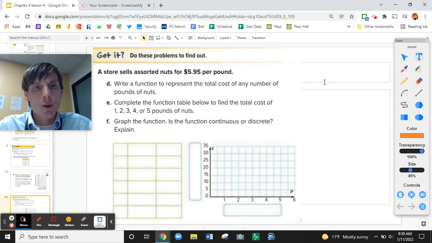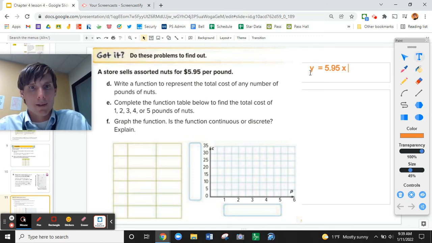Okay. So we're going to write a function here. We'll use y equals, and what do we have here? We say 5.95 per pound. So we'll say 5.95x. Makes sense? 5.95 per pound. So write a function to represent the total cost of any number of pounds of nuts. So no matter how many nuts you buy, you put it in this equation, and you get your y.